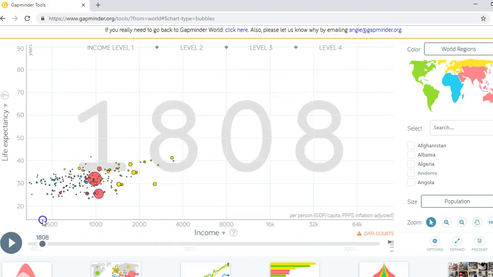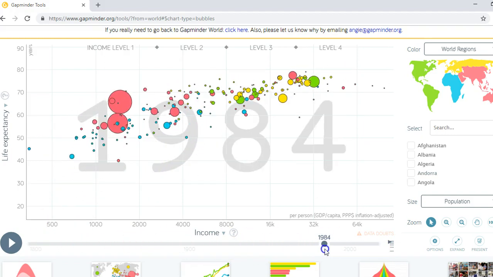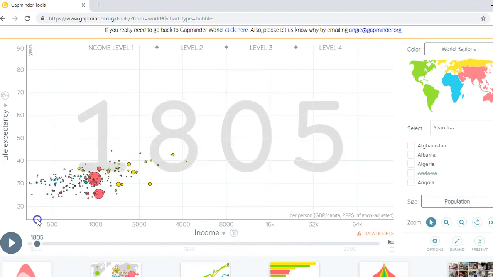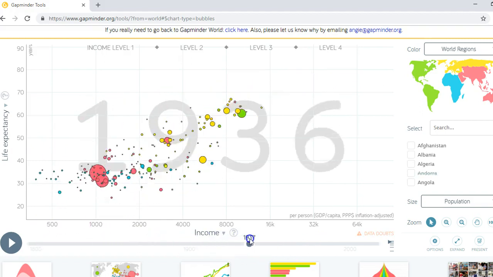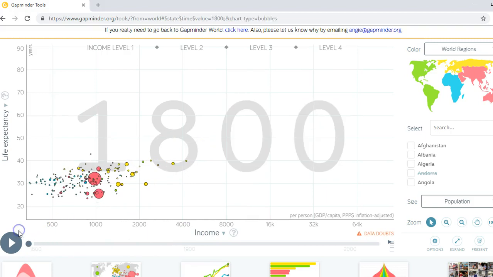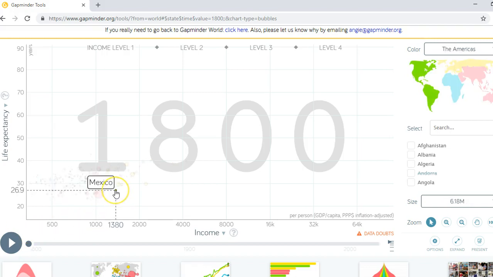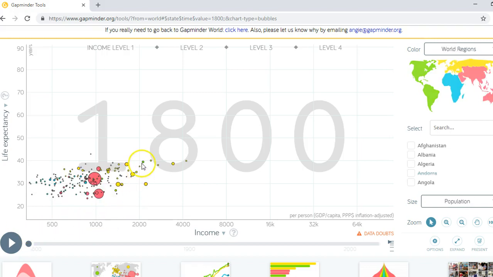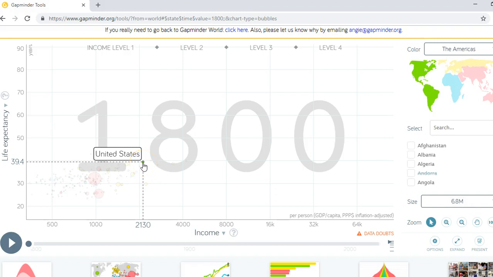because it asks us to look at 1800. And even as I drag everything down, you got to watch the dots, you got to watch the numbers in the background, but let's get us back here to 1800. And wow, look at where we are here. Let's see if I can even find the United States. There's Mexico. Is that us? There we are. Average age of life expectancy back in 1800 was 39, and the income was $2,000.